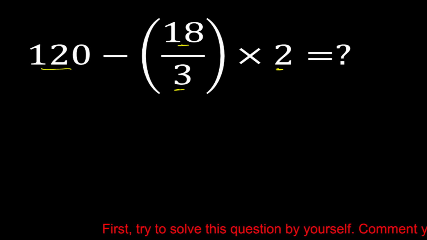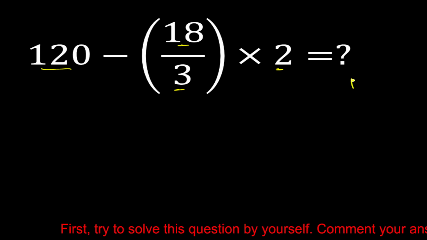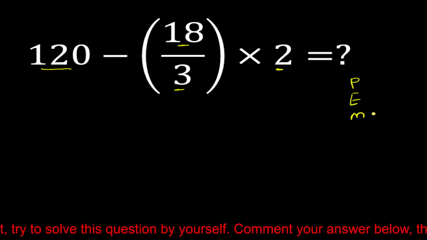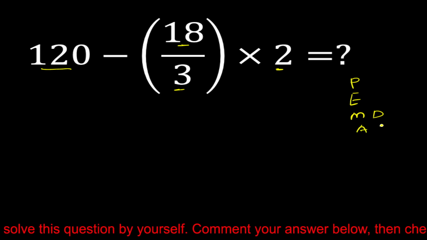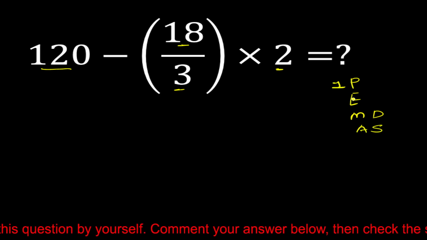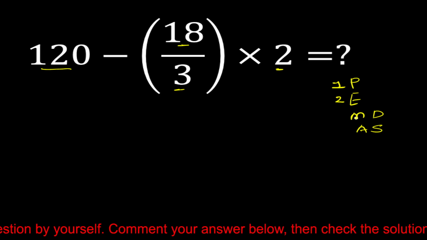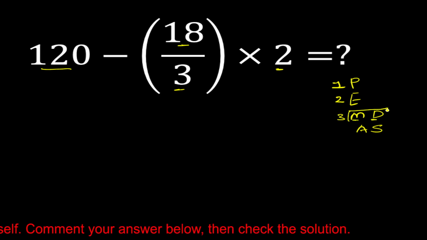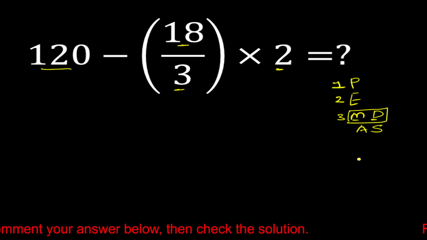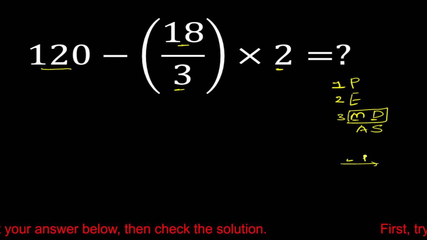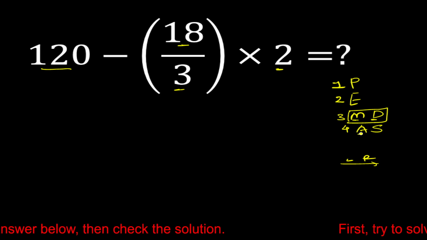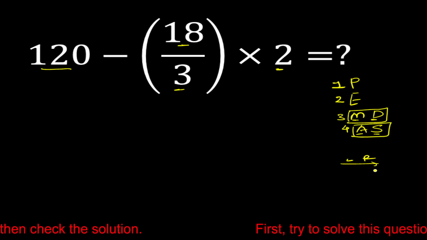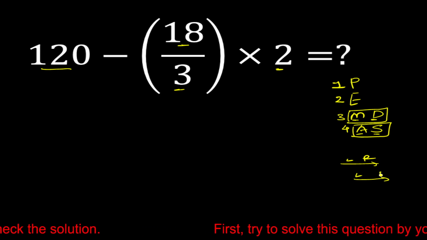So now let's solve this problem correctly by using the PEMDAS rule. According to PEMDAS, first priority is parenthesis, second priority is exponents, third priority is multiplication and division. Here multiplication and division both have equal priority, so we have to solve it from left to right. Fourth and last priority is addition and subtraction. Also, addition and subtraction both have equal priority, so we have to solve it from left to right.